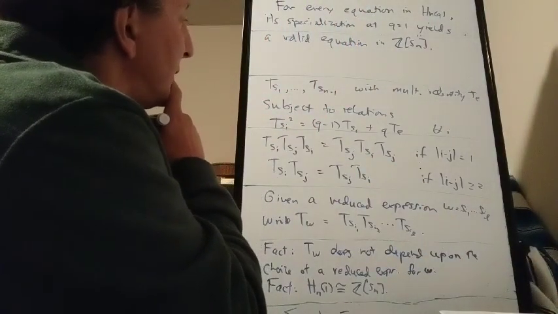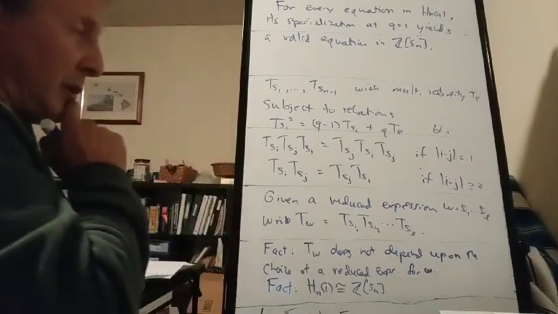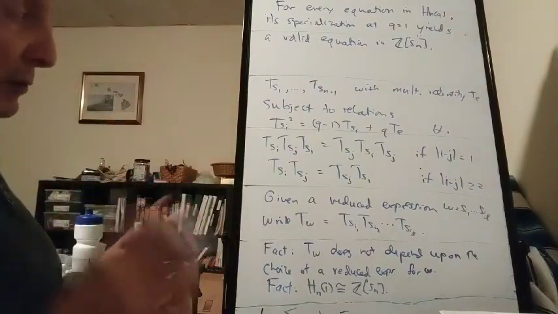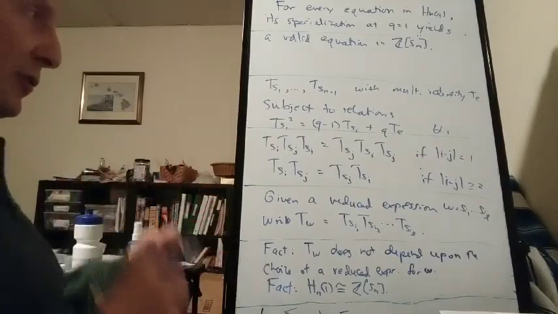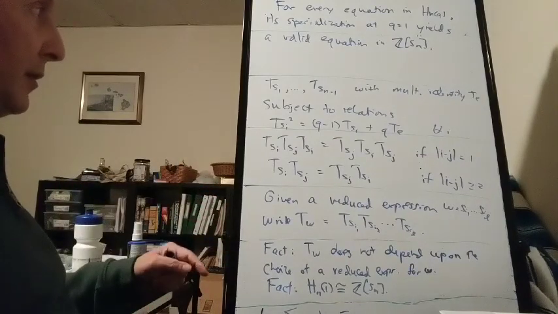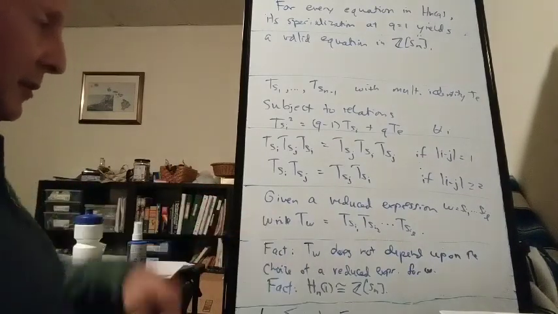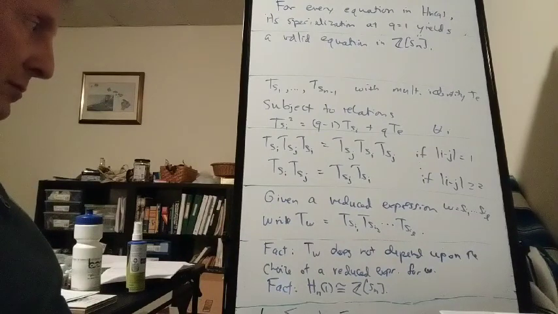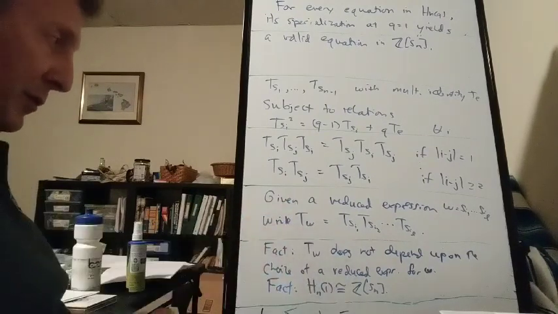All right, now a couple things that we need to look at in Hecke algebra is how does multiplication work and how do inverses work. Every element T_w is invertible. It's not equal to T_{w^{-1}}, but it's invertible.